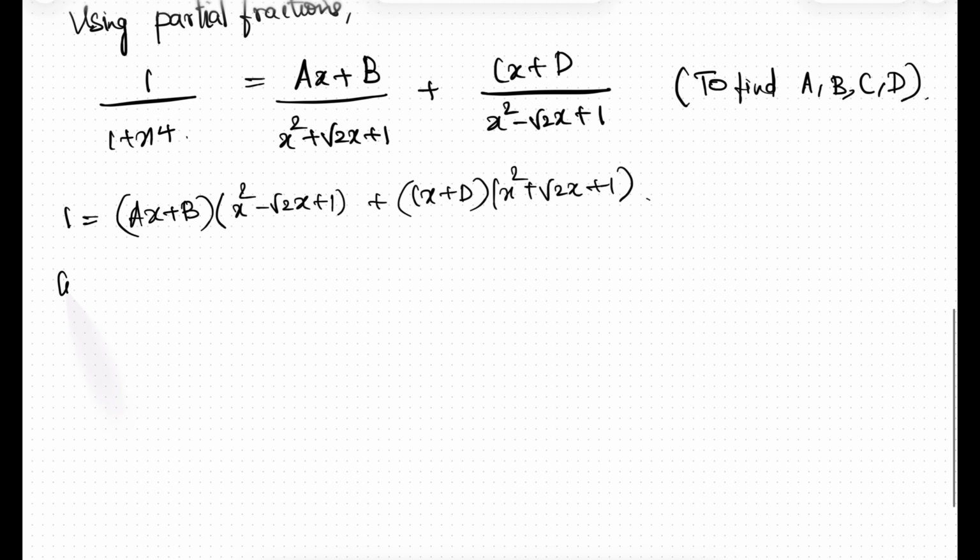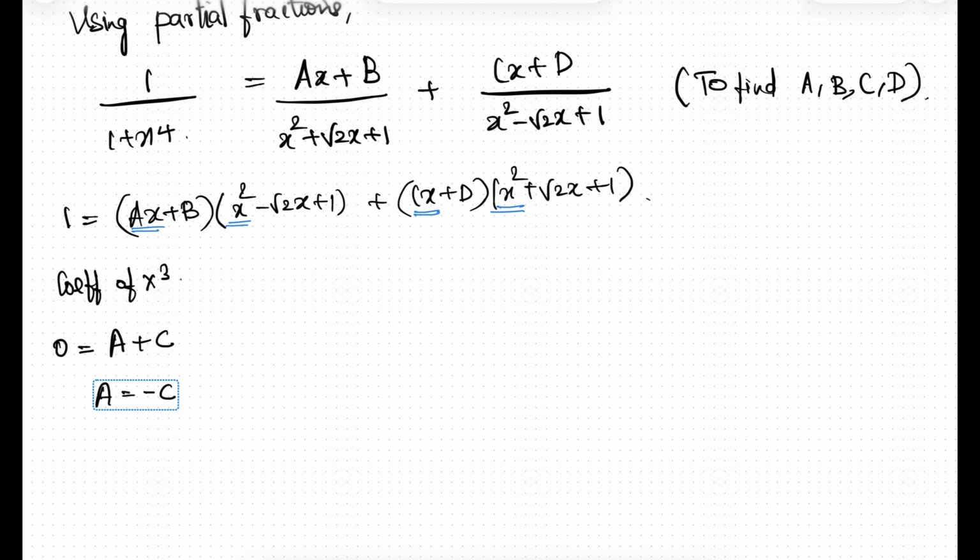Let me first compare the coefficient of x cube on both the sides. On your left hand side, there is no x cube term, so it would be 0. On your right hand side, when the ax term gets multiplied with x square, you'll be getting ax cube. So the coefficient of x cube would naturally be a. And similarly, when your cx gets multiplied with x square, you would be getting cx cube. So your coefficient of x cube would be c. So now the relation that we have established between a and c is a equals minus c.